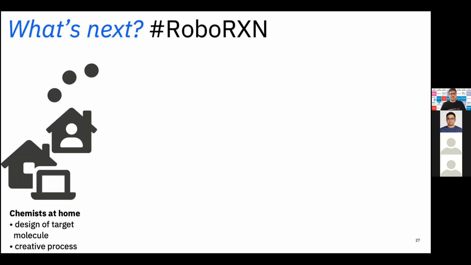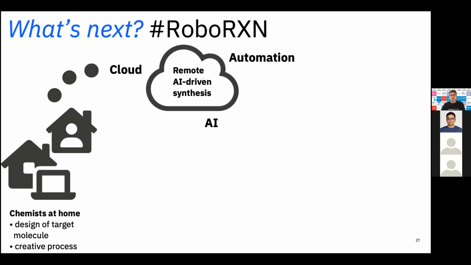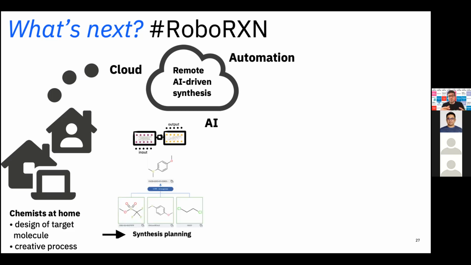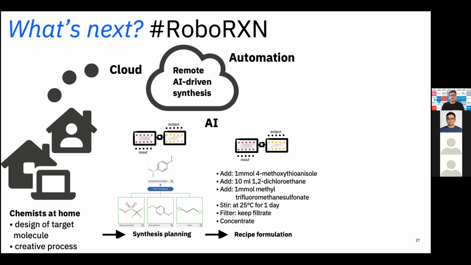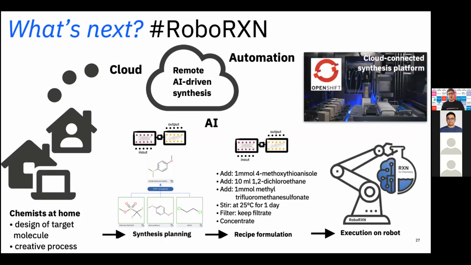Imagine you're a chemist at home and you do all the creative process of designing a molecule. Then you connect to the cloud, where you get access to a synthesis planning tool, like the one I've described on the last few slides. But not only that, you can also have a model that automatically converts the different reaction steps in your synthesis into actions that then can be performed by a human, but also by a robot.